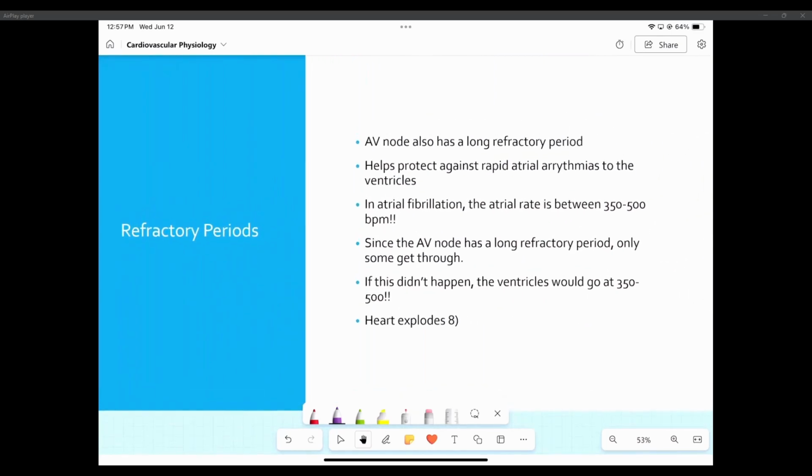Okay, here is the AV node. Remember we talked about that being a capacitance node. It's going to hold on to the charge. It helps protect against rapid atrial arrhythmias going to the ventricles. What is atrial fibrillation? Anyone know? Atrial fibrillation is when the atria fibrillate. They're just beating 300 to 500 beats per minute. They are flying. Atria are going like crazy. Ventricles will just kind of go along for the party and beat whenever they want to.